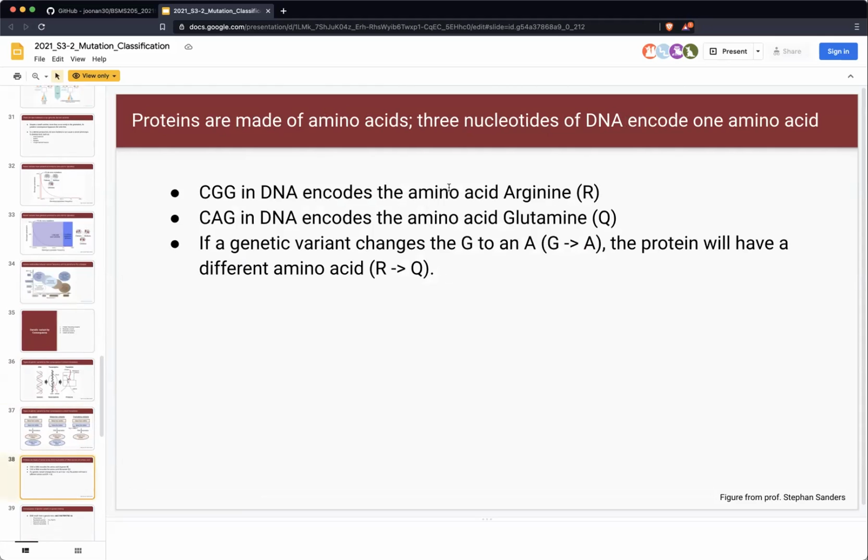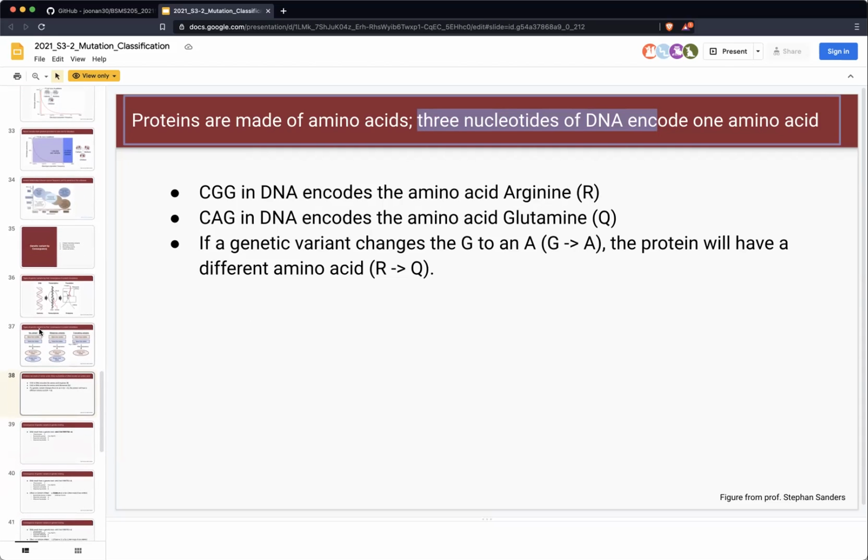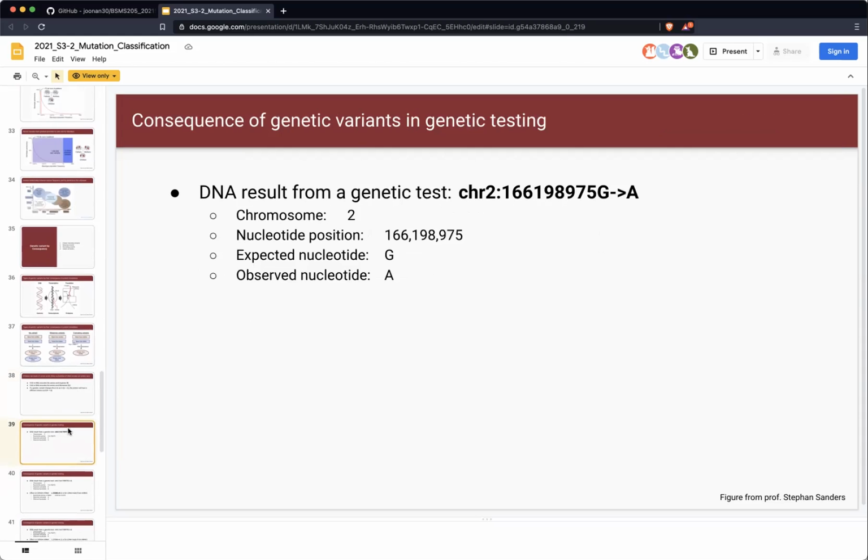Okay, so one way we can think about this is the protein made of the amino acid sequence based on the triplet codon, which is three nucleotides of the DNA encoding one amino acid. So if the CGG in the DNA produces arginine, but the G is changed to A, then it produces glutamine, right? So one variant change can happen in a protein sequence, and it can determine the phenotype as an allele, right?